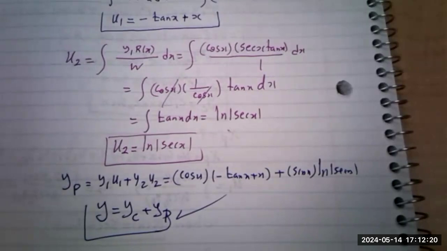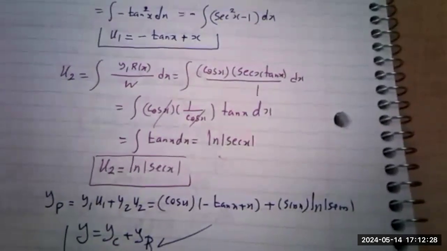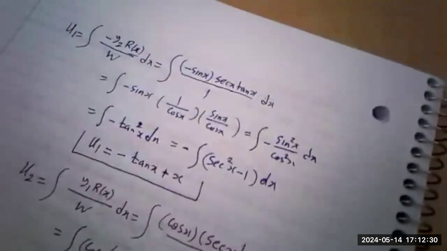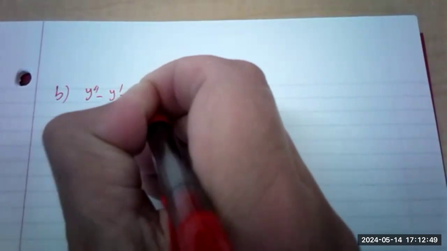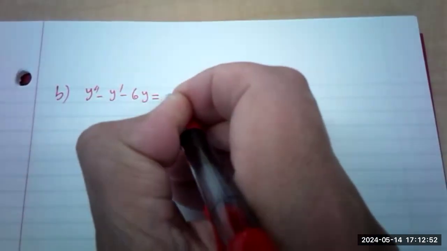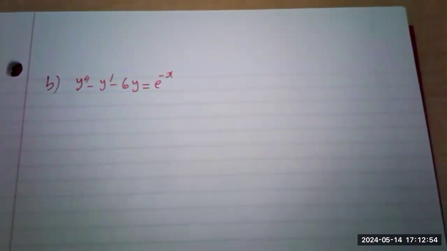Just to remind you of the integrals that we have to take. Any question? Make sure you have the formulas for u1, u2, the Wronskian, this type of ideas. So that is part one. Part two is a quick one, but it's an exponential function. With the same method, we want to answer this one: y double prime minus y prime minus 6y equal to e to the negative x. Again, they ask you to do it by the method of variation of parameters.